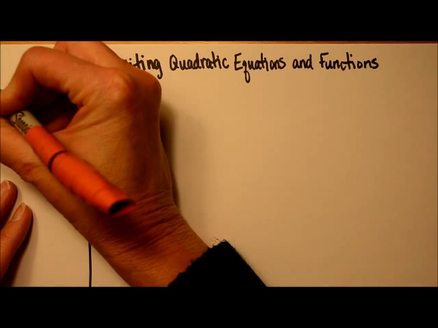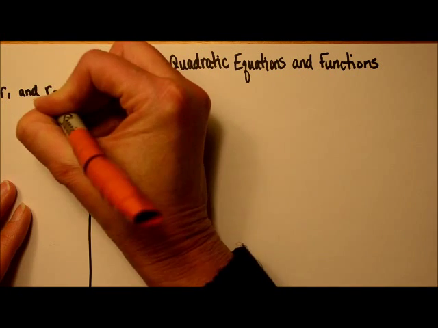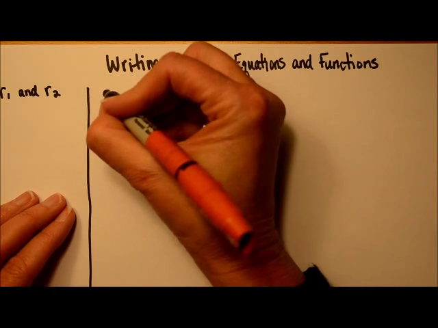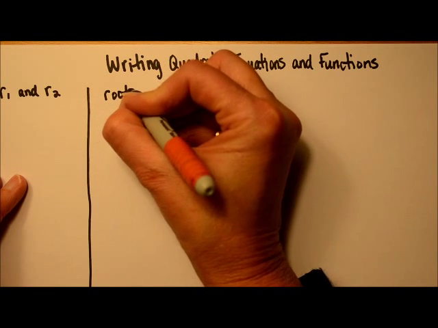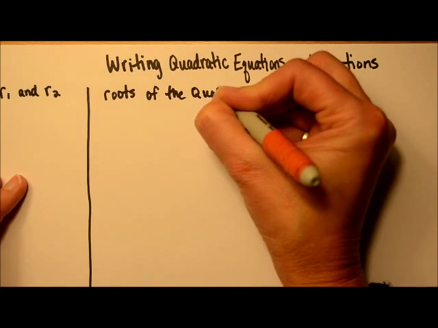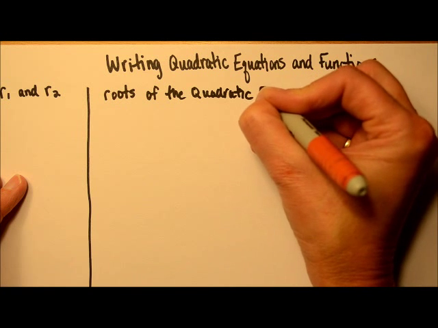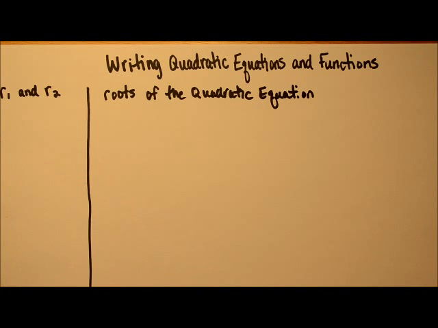It's not so bad. So let's take R1 and R2. There's your two roots, R1 and R2, and those are the roots of the quadratic equation. Roots R1 and R2 are what you find when you factor a quadratic equation. But this time we're going to go backward. So this is all you have to do.